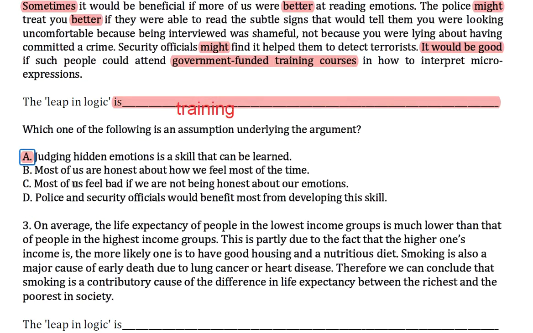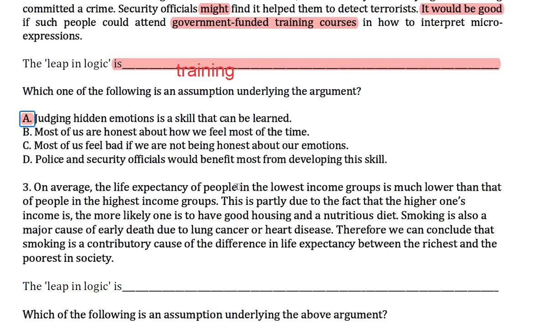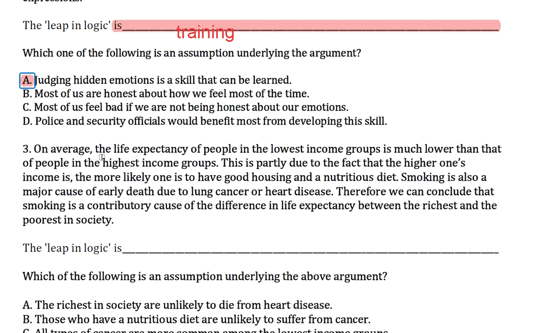All right, what do the others say? Most of us are honest about how we feel most of the time. Very vague answer. Most of us feel bad if we are not being honest about our emotions. Yeah, so you could straight away rule out those answers. I think they're just so vague. Police and security officials would benefit most. Yeah, so they all had most in them, right? So you could probably rule that out. And the first one is the only one that is an objective truth, that it's not assigning some opinion to it.